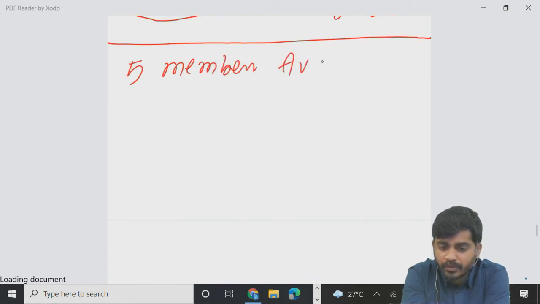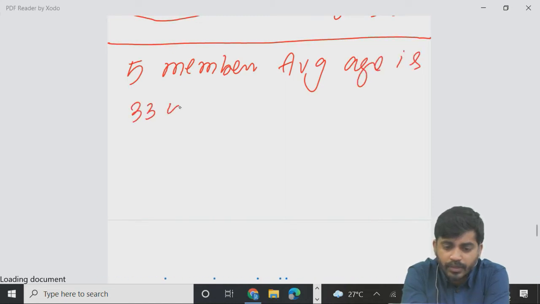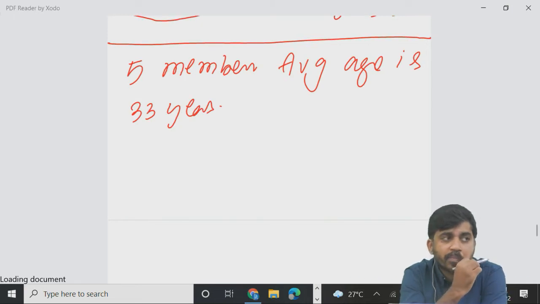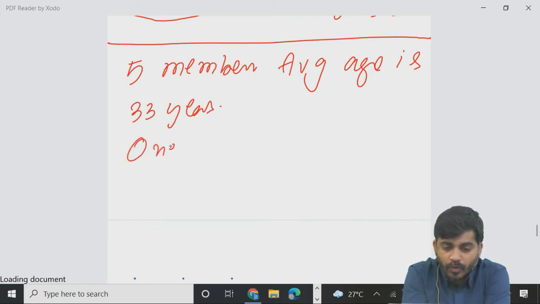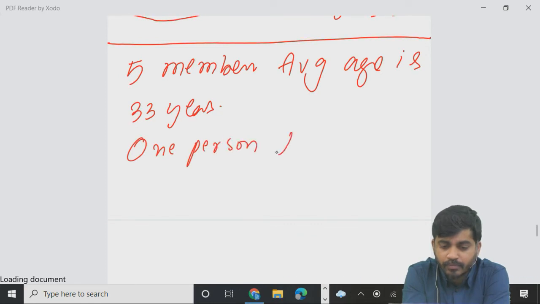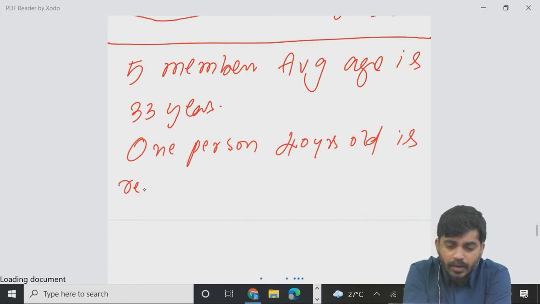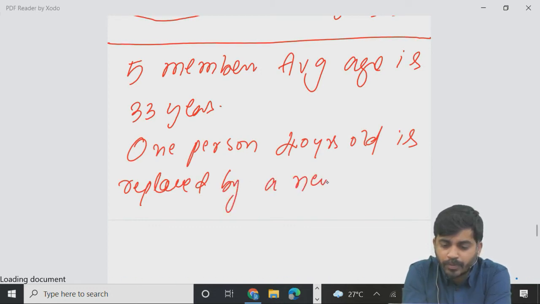5 members, the average age is 33 years. Okay? One person, 40 years old, is replaced by a new person whose age is 30 years.